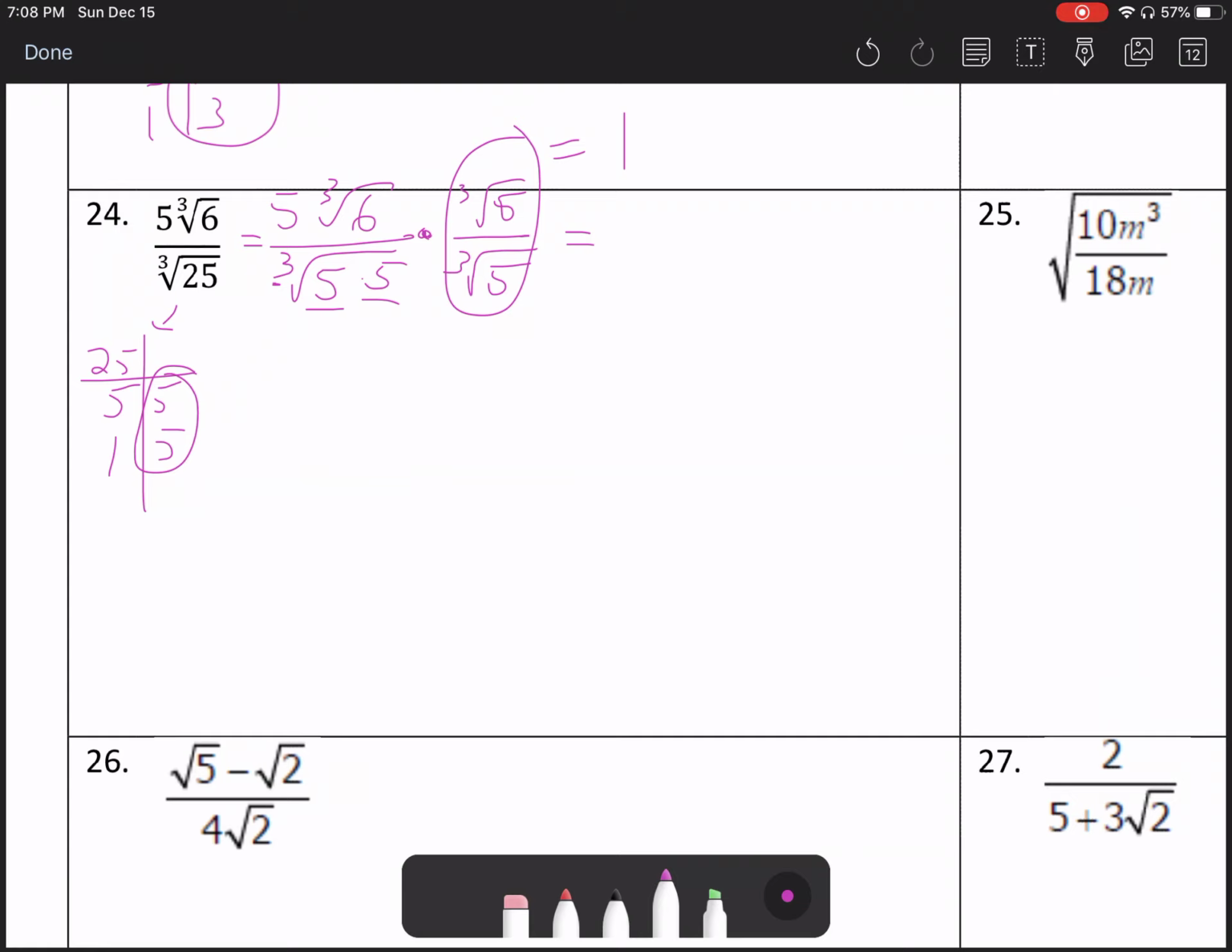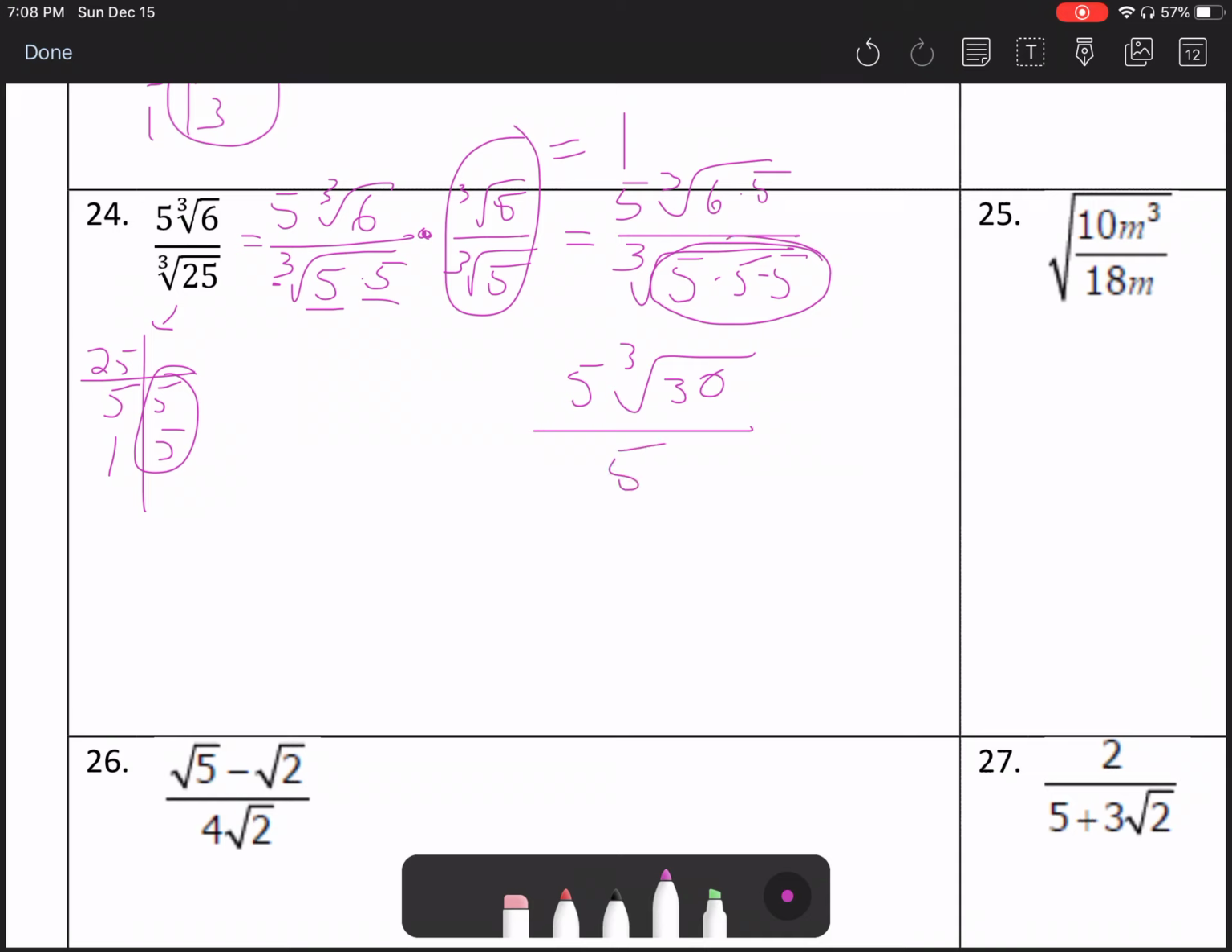So once I realize that, okay, I multiply across. So this is going to be 5, the cubed root of 6 times 5. And in the denominator, you don't necessarily need this step, but I just want to show you. When I multiply across, I end up with the 3 5s that I needed. So I simplify this. This is going to be 5 cubed root of 30 over... Now, 5 times 5 times 5, that's a group of 3 5s, so they come out, and that's what I'm left with.